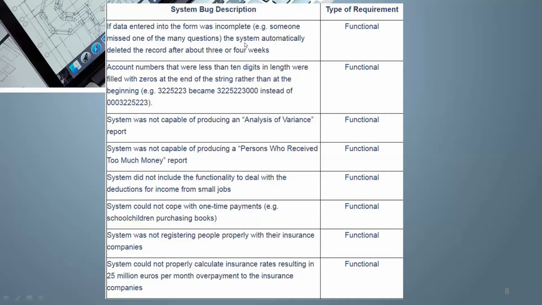It is a functional problem where the system is automatically deleting the record. If it was important, it should not even save it in the first place. But when you save the information, you have to keep it, right? So the way it was developed is not right. That's why it's an example of a functional requirement: a particular specific feature was not done correctly. Yes. Second one.